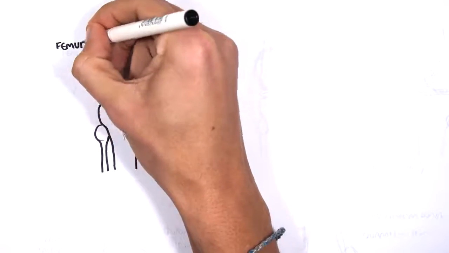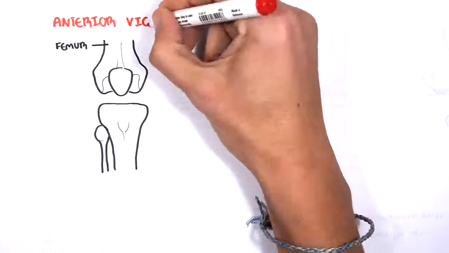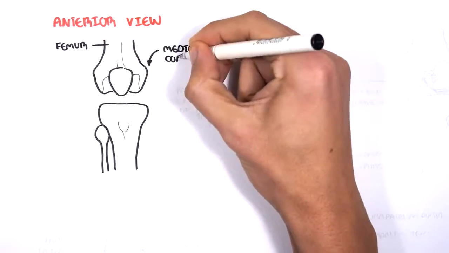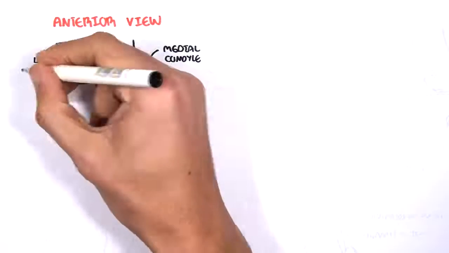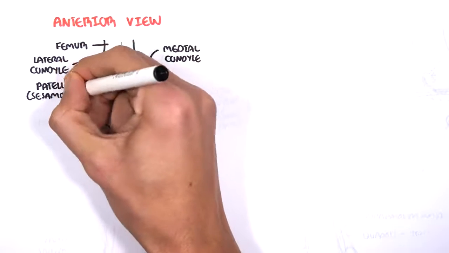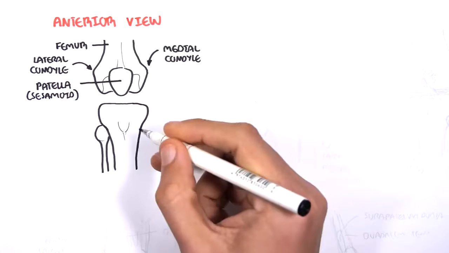Here is the femur. Because this is the right knee and we are looking straight at it, it has a medial condyle here and a lateral condyle here. The patella articulates with the femur. The patella is the biggest sesamoid bone in the body.